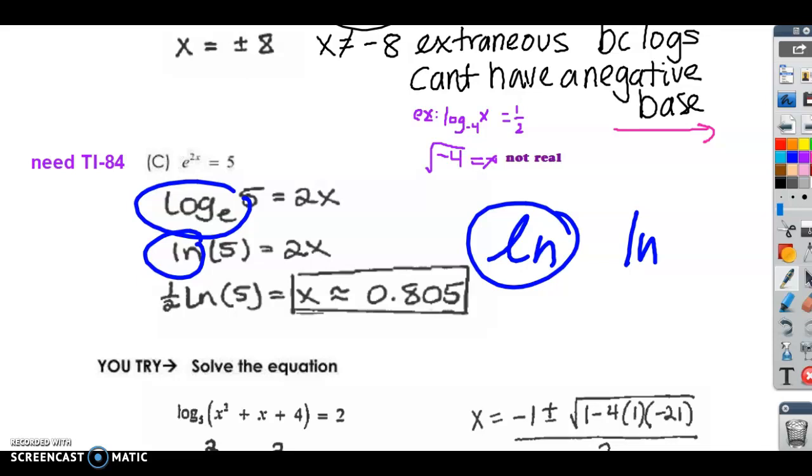So natural log of 5 equals 2x. Well, I mean, we're going to have to just solve this. And this is an actual number. So, we're isolating x. So we basically divide both sides by 2. Break out your calculator, type this in right there, and you'll get a value. And that's your answer.